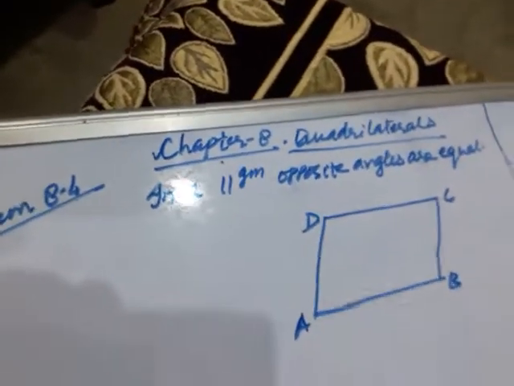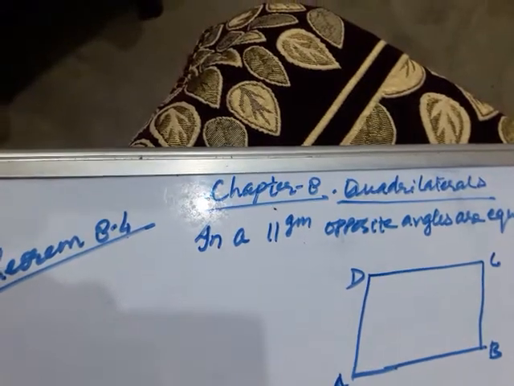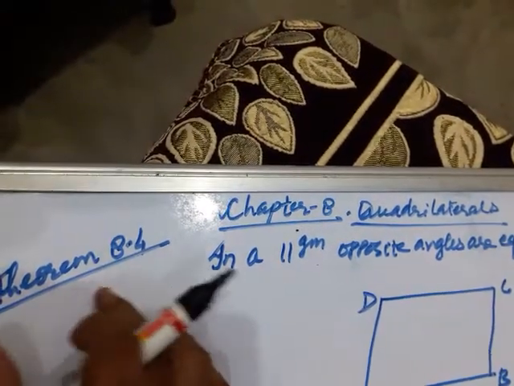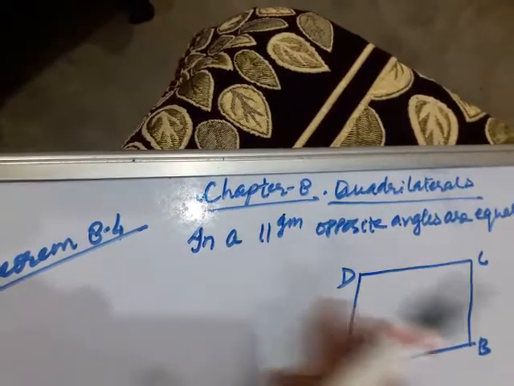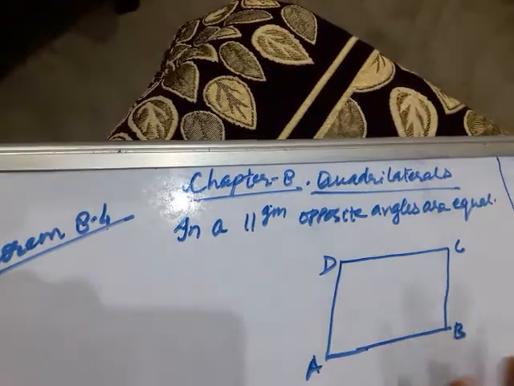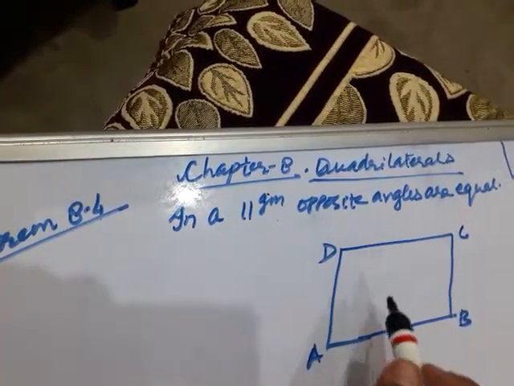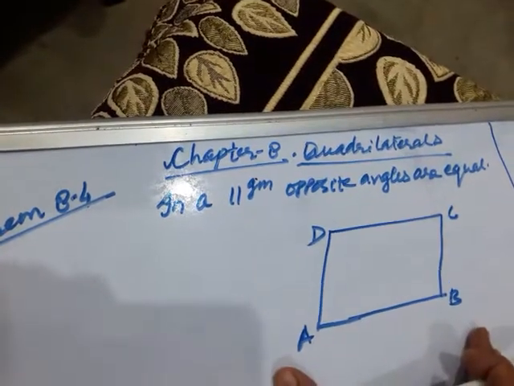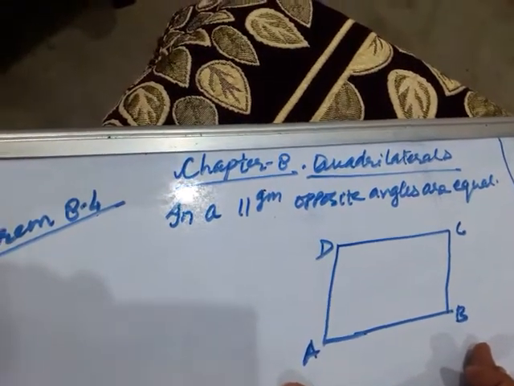Good morning, children. Let us resume chapter 8, that is quadrilaterals, and let us see theorem 8.4. This is the proof of these theorems, clear? This is not in your syllabus, but let us see. It is a small theorem. In a parallelogram, opposite angles are equal. Okay, children, what is the theorem? In a parallelogram, opposite angles are equal.